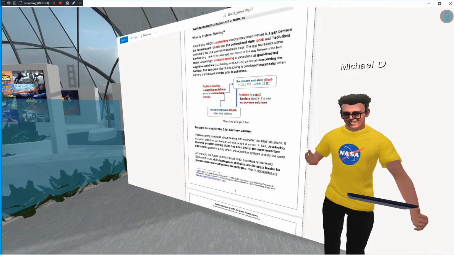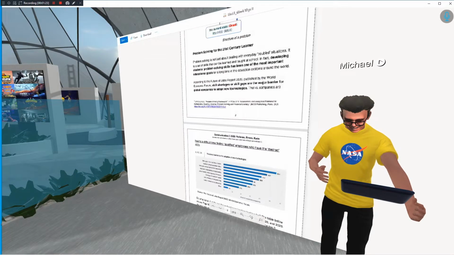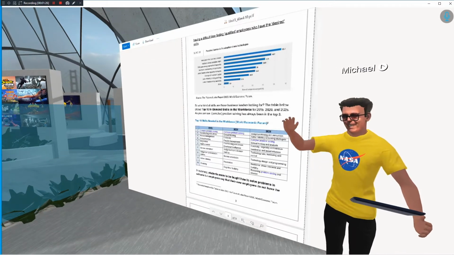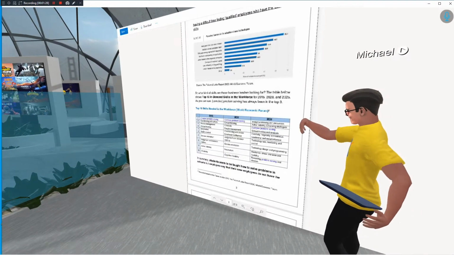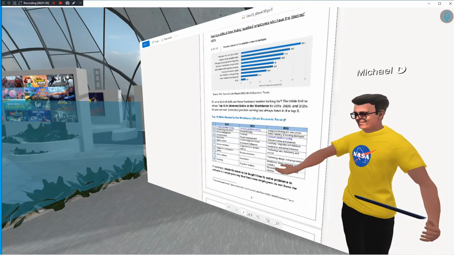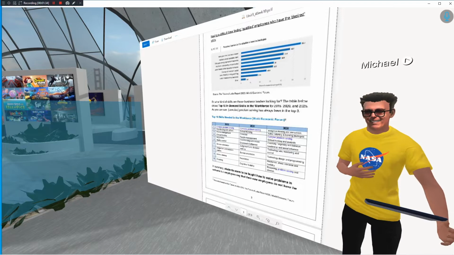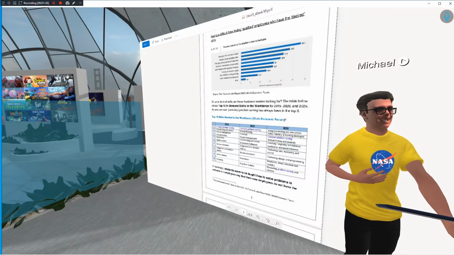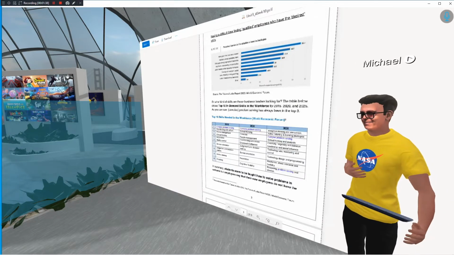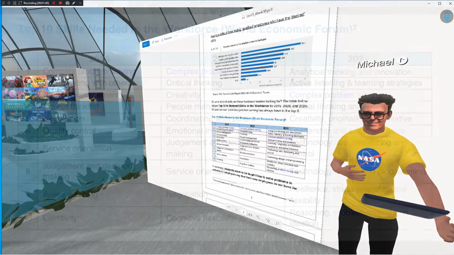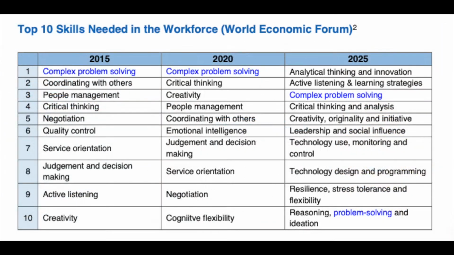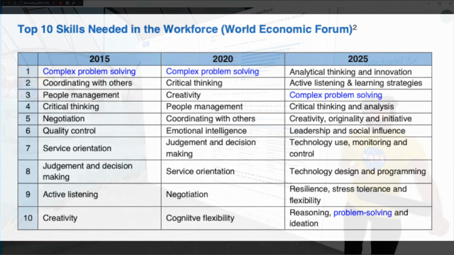But why is problem solving so important? And especially, why are we teaching it? Well, if you look at the information on pages 2, 3, and 4, you will see that problem solving is one of the top 10 skills required in the workforce. And this has been the case for a very long time. Take a look at the figures on page 3.